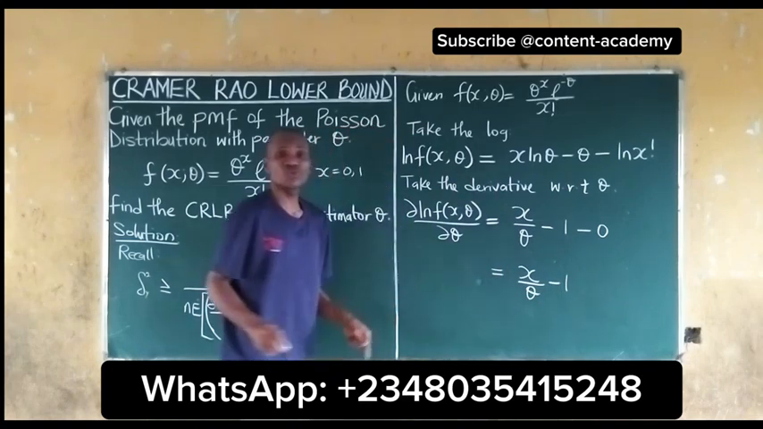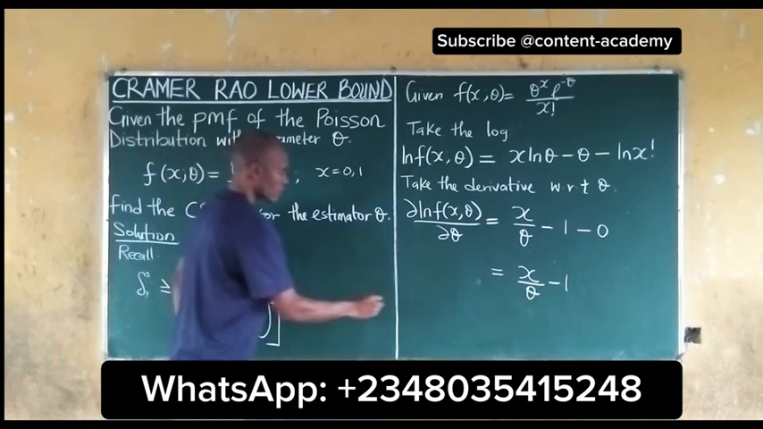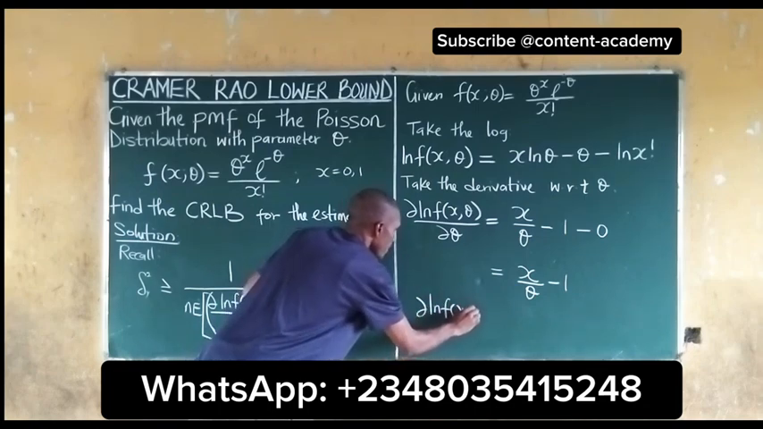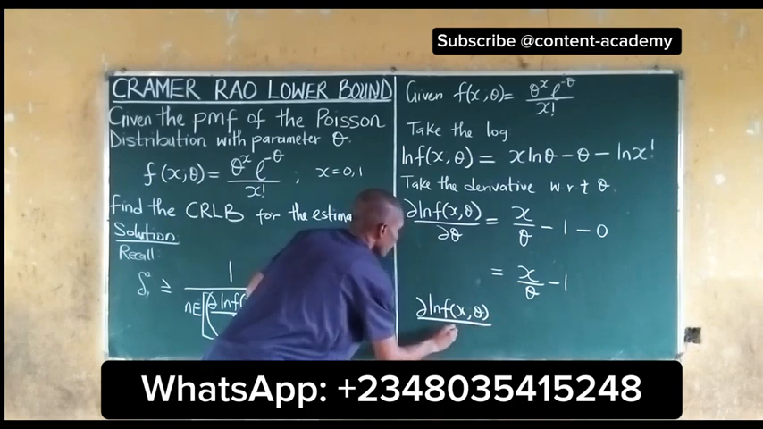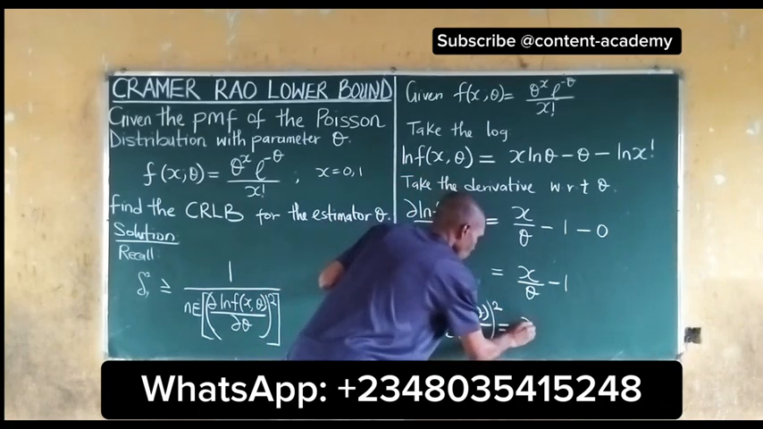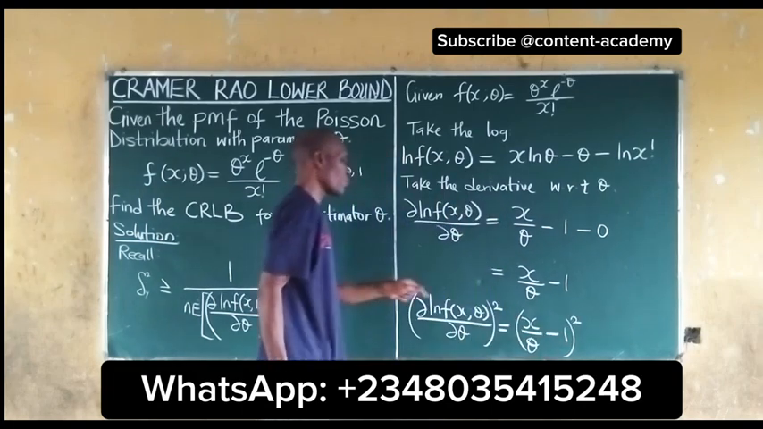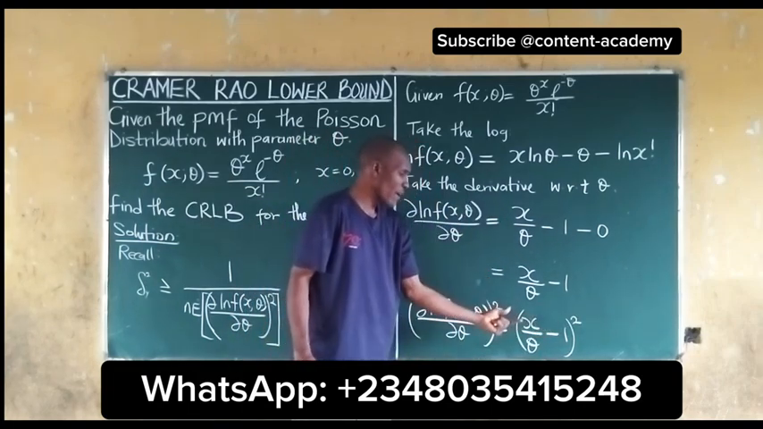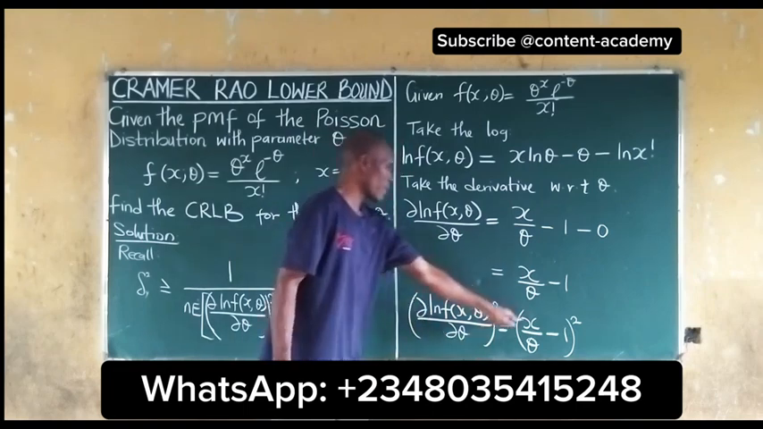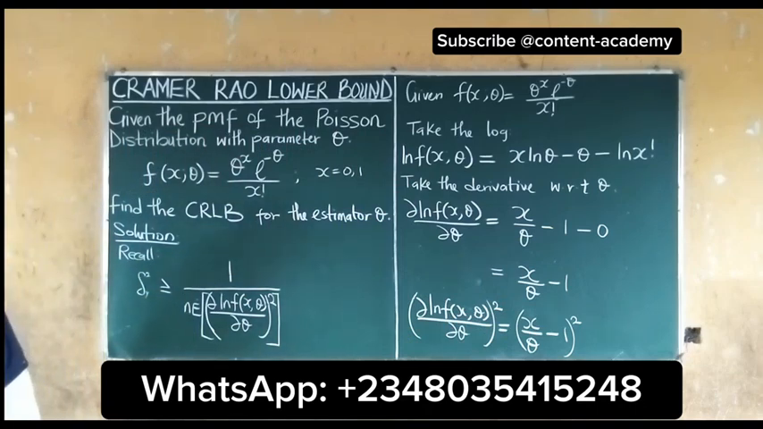Now, the next thing to do, we have to take the square. So the derivative of ln f(x, theta) with respect to theta, all squared, is equal to (x over theta minus 1) squared. We have to expand this, because whatever we are doing, we are comparing it with the Cramer-Rao inequality. So we move over to this side of the board to write the expansion.